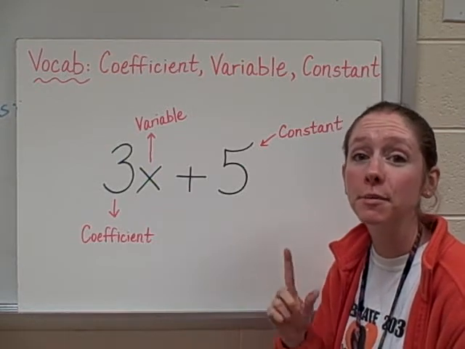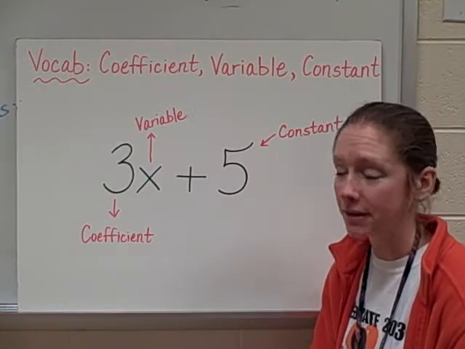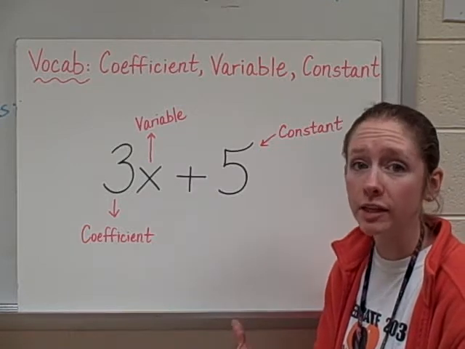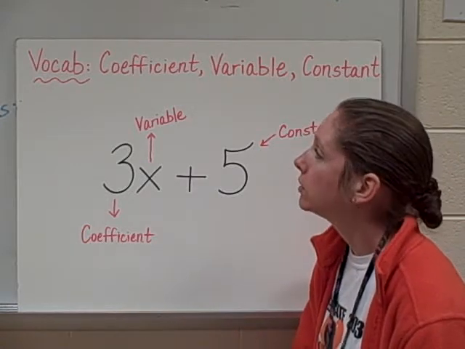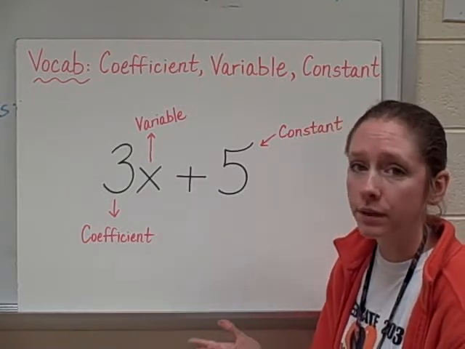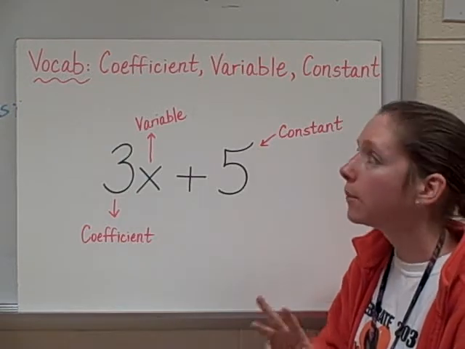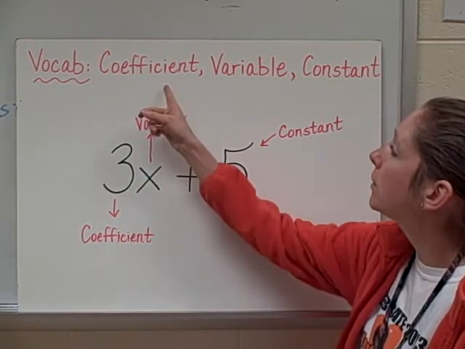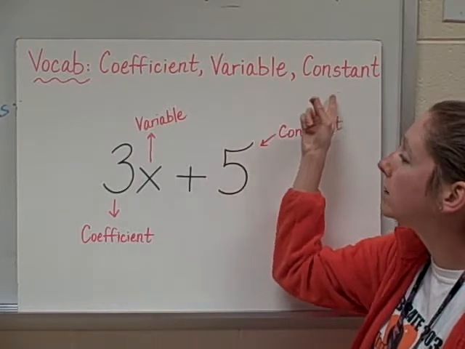Okay, welcome to video number 1 of our second unit together. Our second unit is going to be about expressions and equations. So remember that vocab terms are always in red. Okay, 3 important words you're going to hear this unit: coefficient, variable, and constant.